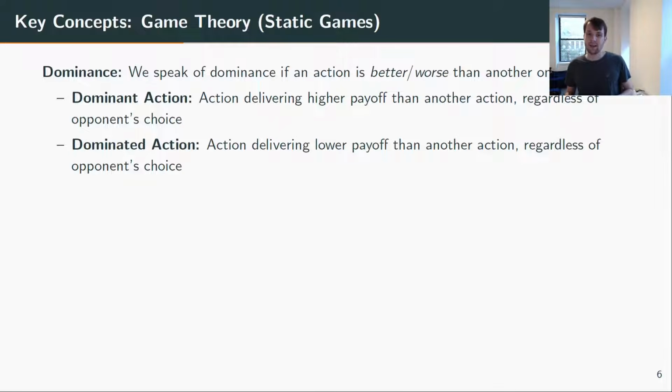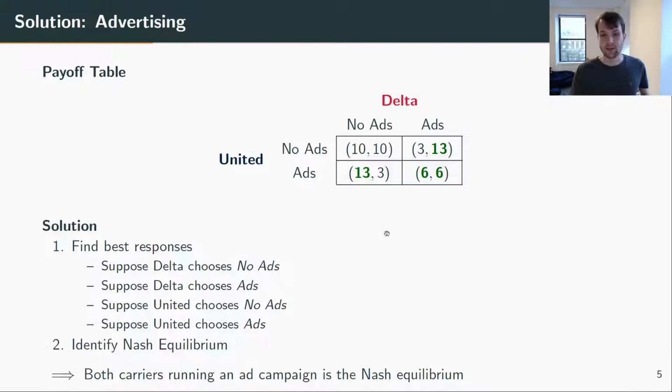In order to talk about the second type of solution algorithm, we're going to have to establish a notion that's called dominance. Usually when we think about a player having different actions, sometimes one of the actions is better or worse than the others. Here we saw for United, or Delta, it was always better to run ads than not ads, right? In either case, irrespective of Delta choosing no ads or ads, United is better off choosing ads. 13 is higher than 10, and 6 is higher than 3.